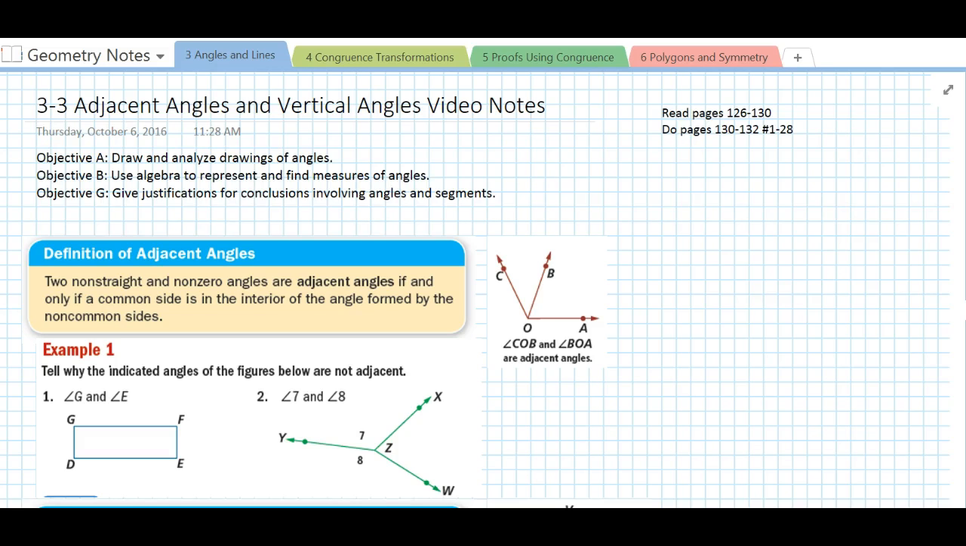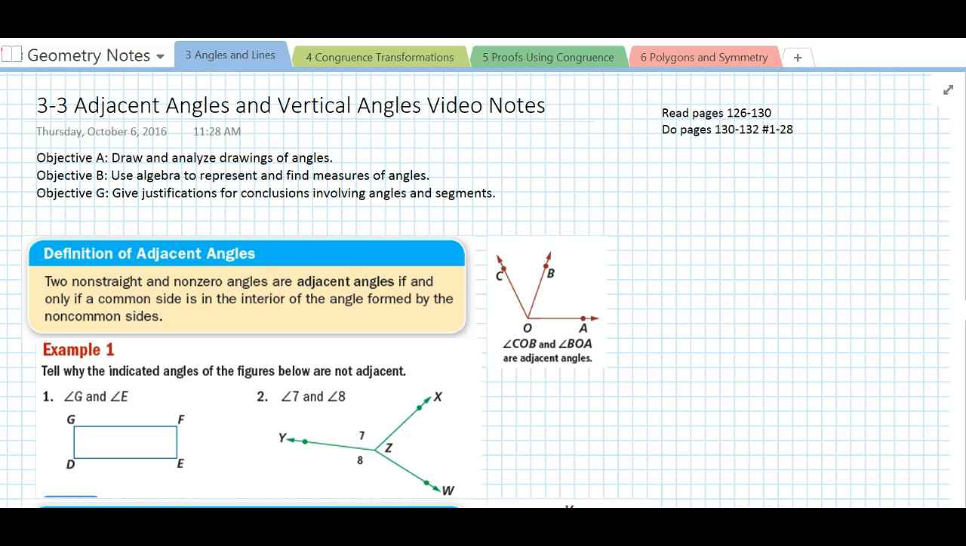More specifically, if they have a common side on the interior of the angle formed by the two non-common sides. So here's a typical example of two adjacent angles. We could talk about angle COA and how it's cut into two angles in the middle by ray OB.